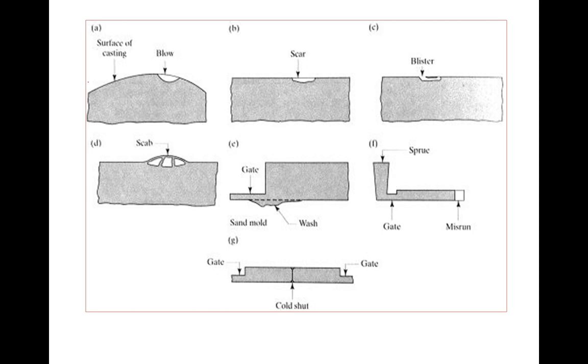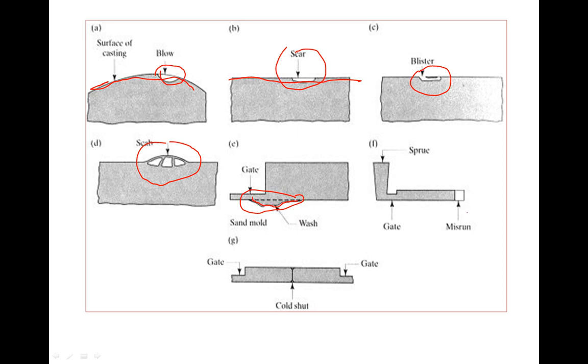Now this is the corner surface, on which these are the blow casting defects. This is the flat surface, on which it is a scar defect. And this is a flat surface, but this defect is called a blister. And on this convex surface you are obtaining a scab. This is a wash, or drop, and this is swelling.